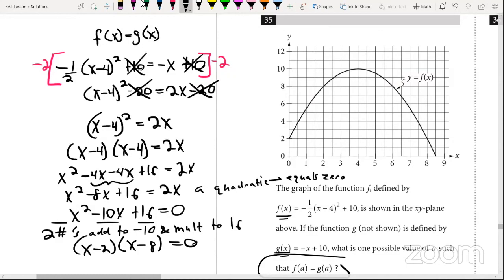And you set each of those equal to 0. x - 2 equals 0, which means that x equals 2. x - 8 equals 0, which means that x equals 8. And the answer to number 35 is going to be 2 or 8. If you were to bubble in either of those answers, you would get the question right.